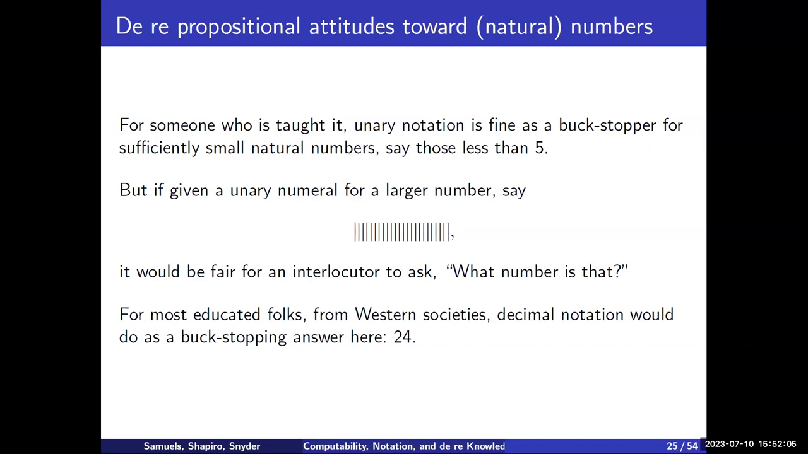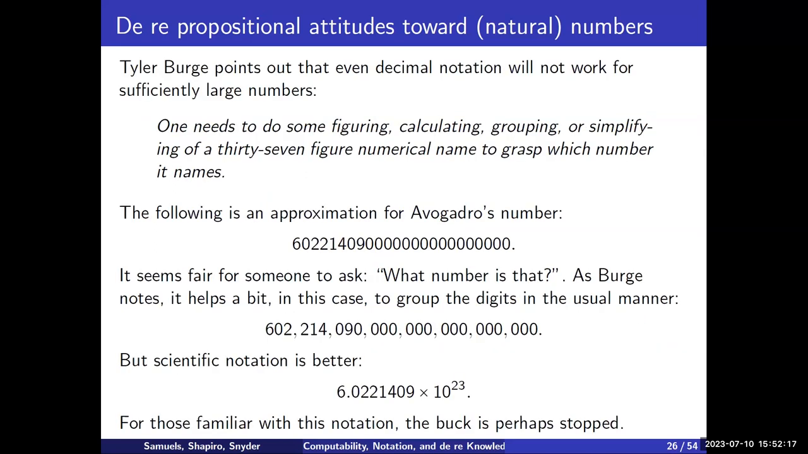For most educated persons from Western societies, decimal notation would do as a buck stopping answer here, namely 24, assuming that I counted right. Now Tyler Burge points out that even decimal notation will not work for sufficiently large numbers. One needs to do some figuring, calculating, grouping, or simplifying of a 37-figure numerical name to grasp which number it names. Now, the following is an approximation for Avogadro's number. It seems fair for someone to ask, well, what number is that?